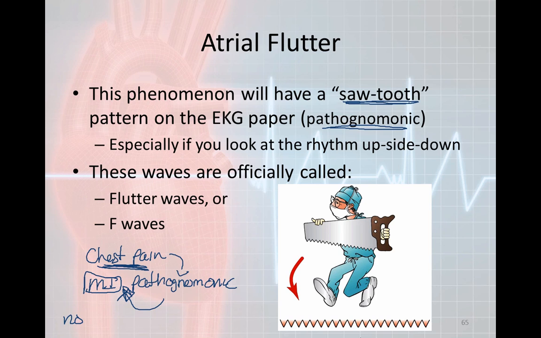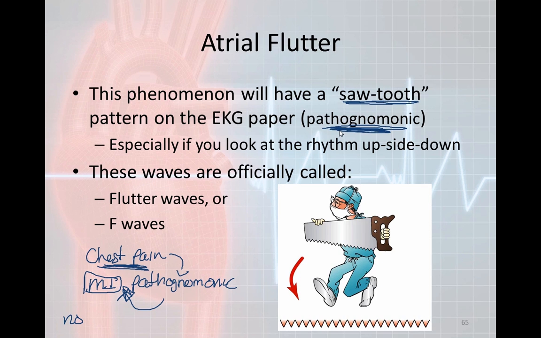On the other hand, if you have a sawtooth pattern on the EKG right here, there is no other problem that you can have. You can only have atrial flutter. So if you see a sawtooth pattern, you know it's atrial flutter. There is no other rhythm that you will ever have, and that is pathognomonic: a single problem or a single symptom or sign that points to a single diagnosis, and that's all.